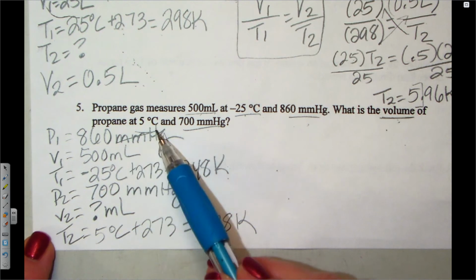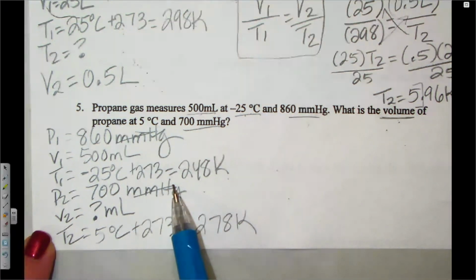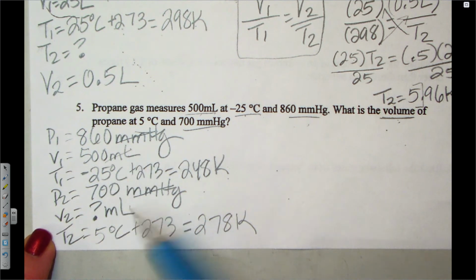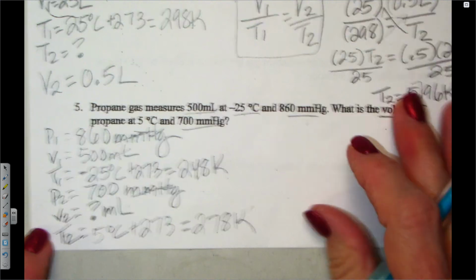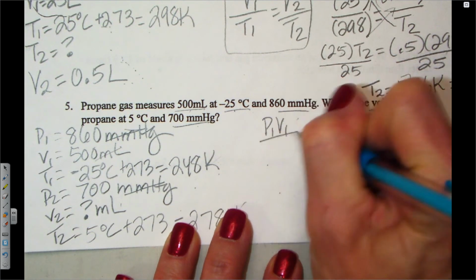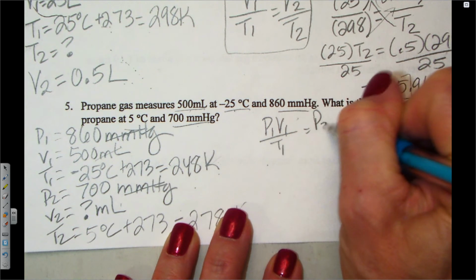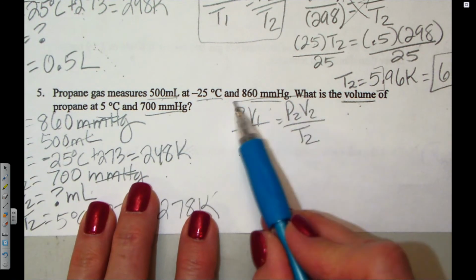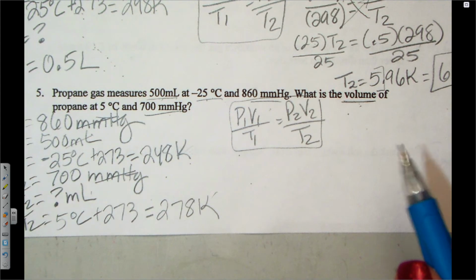So this is in millimeters of mercury. This is in millimeters of mercury. That means they're going to cancel. This is in milliliters. This is going to be in milliliters. That's in Kelvin. That's in Kelvin. So all of our units agree. So we're ready to plug into the combined gas law. So there's our blank formula. And let's plug into the formula.